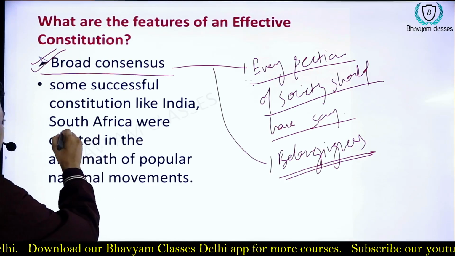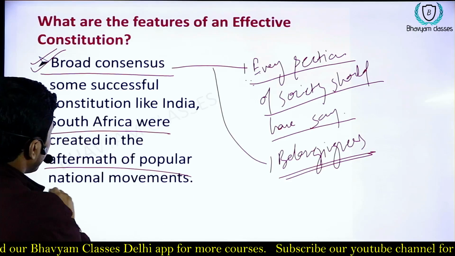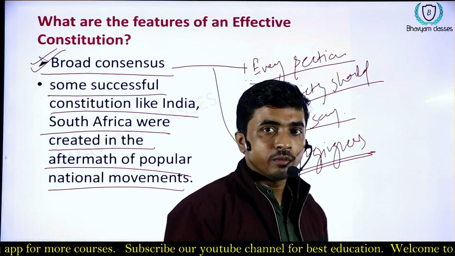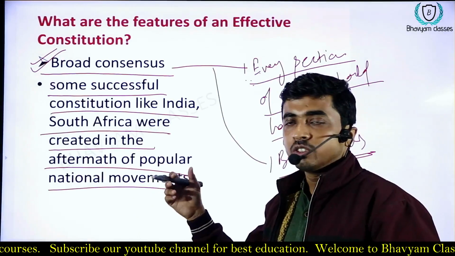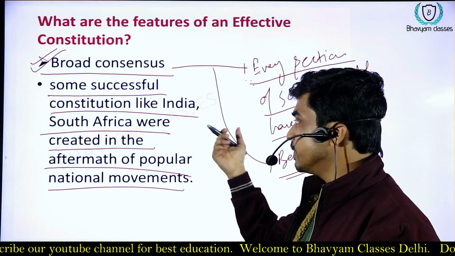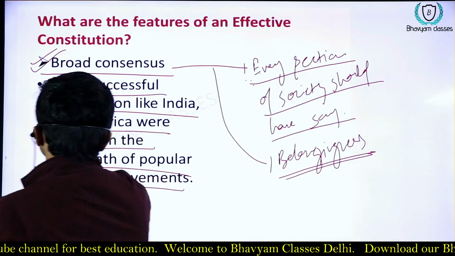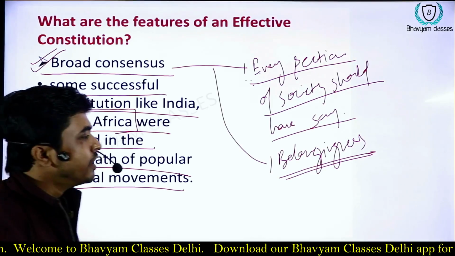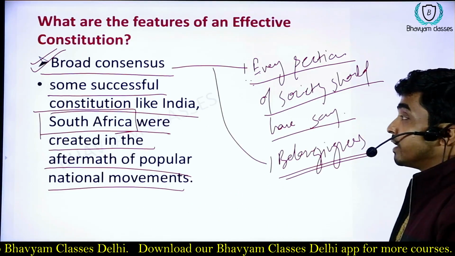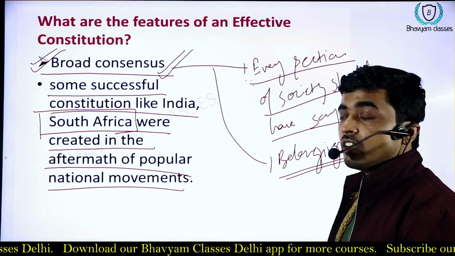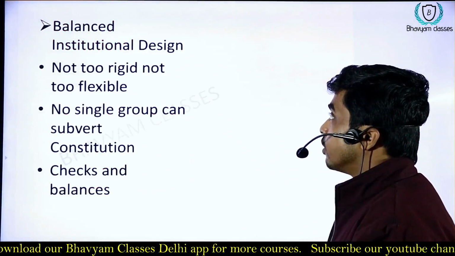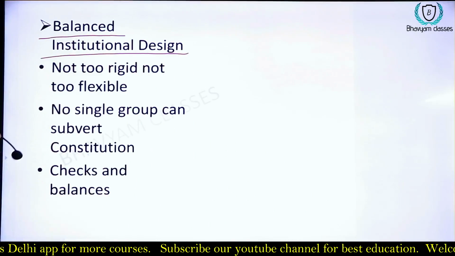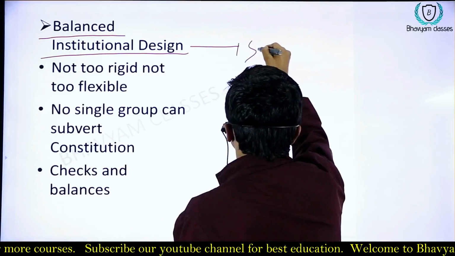Even the South African and American constitutions were made after a movement. We all know America got independence in 1776, and after that people framed their constitution. The South African constitution was also framed after a popular national movement. So that's how a broad consensus makes a constitution effective. An effective constitution should also have a balanced institutional design, like a separation of power.